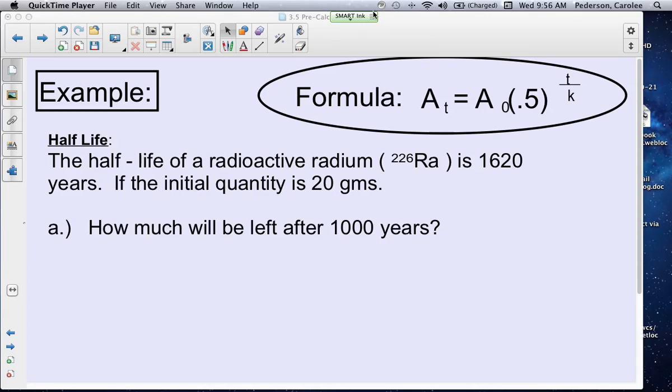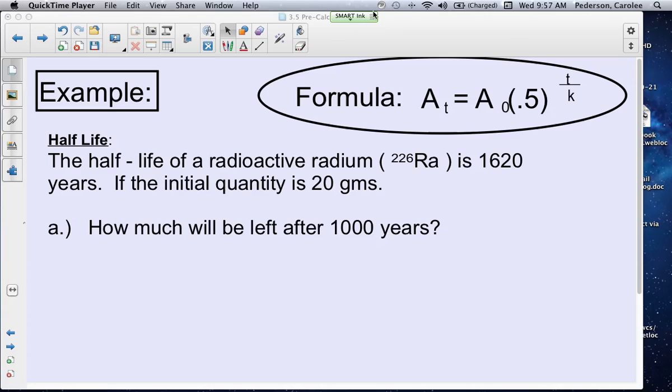So the formula is A sub t, so that's your end amount. A naught is your initial amount. 0.5 means that there's a decay going on. It's decreasing over time. If that 0.5 was a 2, then that means it would be doubling over time. And then we're raising it to the t over k, the time that's going on over the half-life time.